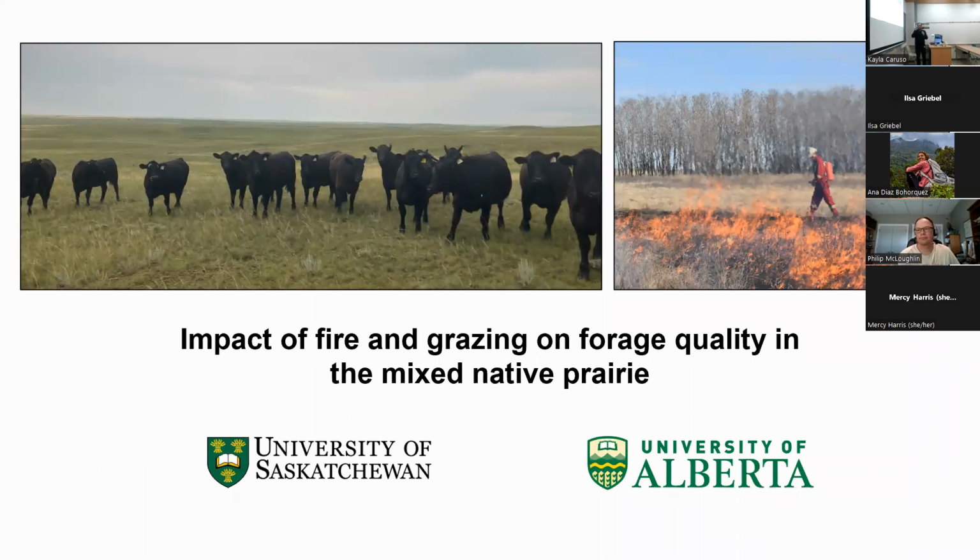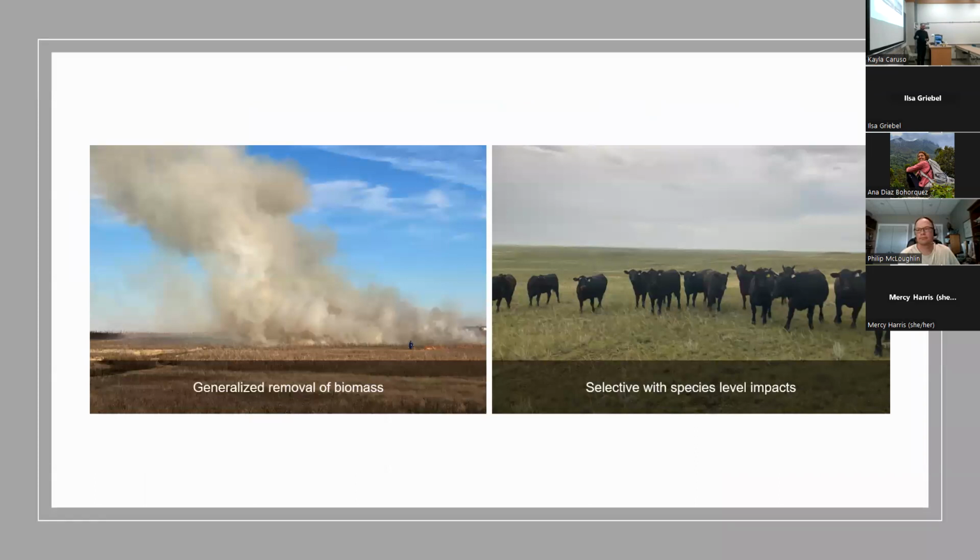This project was a collaboration between the University of Saskatchewan and the University of Alberta. Basically, we are trying to evaluate the interaction between those two disturbances, grazing and fire. We know that fire is a generalized removal of biomass. So everything is burned, everything is taken out of the land. And also, we have this disturbance, grazing, which is a more selective disturbance with a species-level impact, right? Cattle and other animals can select certain plants from the ground. That's why it's a selective disturbance.